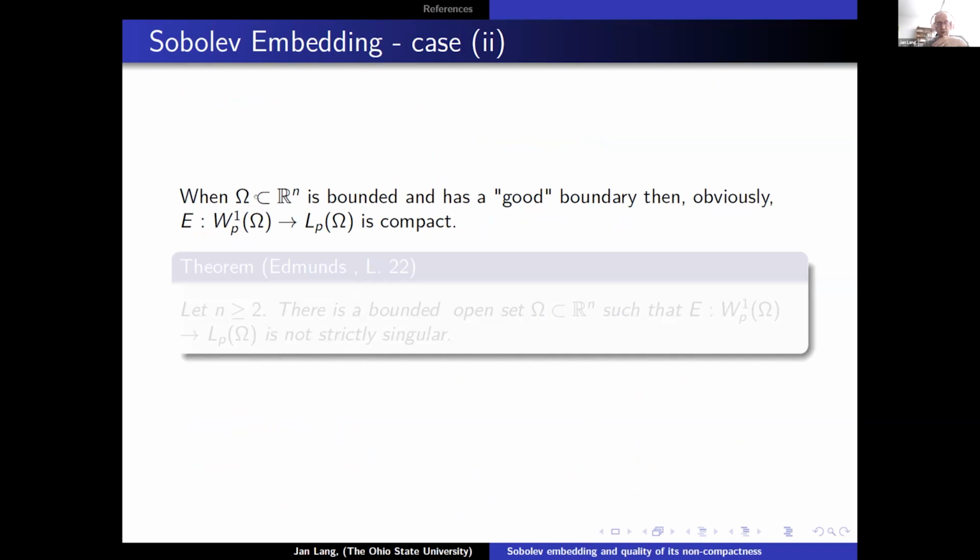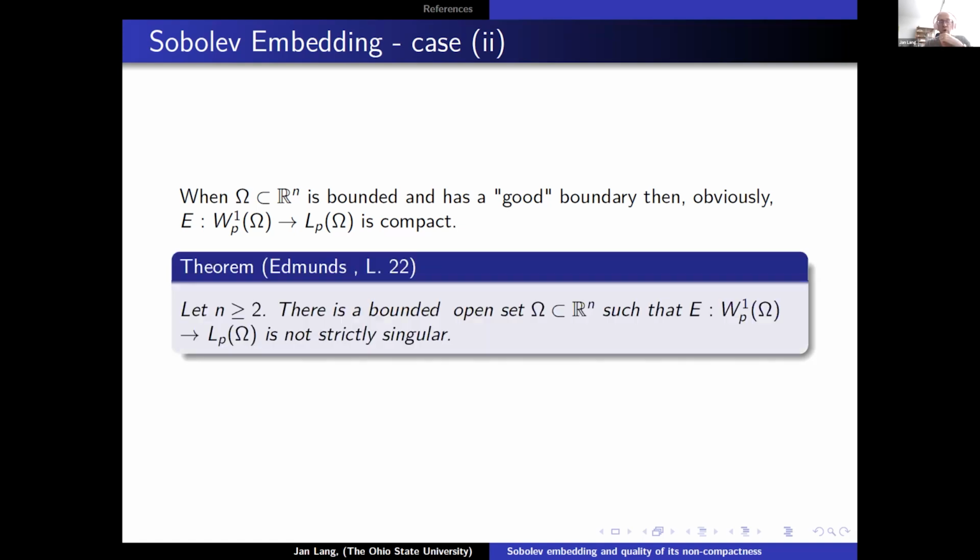It's obvious that when omega is bounded and has a good boundary, then this Sobolev embedding is always compact. And we were asked the question whether we can perturb the domain in such a way that our embedding will not be strictly singular, which means our task was to try to find a bad domain such that there will be an infinite dimensional subspace on which this Sobolev embedding will be almost an identity.